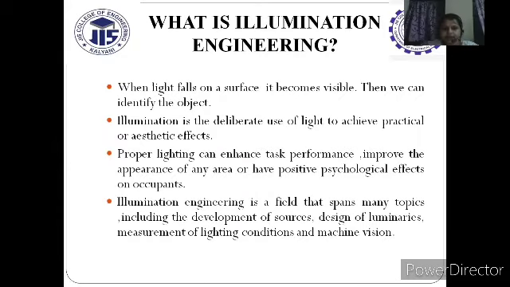Illumination is the deliberate use of light to achieve a practical or aesthetic effect. Proper lighting can enhance task performance, improve the appearance of any area, and also have positive psychological effects on occupants. Now, what is illumination engineering? It is a field that spans many topics, including the development of sources, design of luminaires, measurement of lighting conditions, machine vision, and also lighting design of indoors and outdoors.